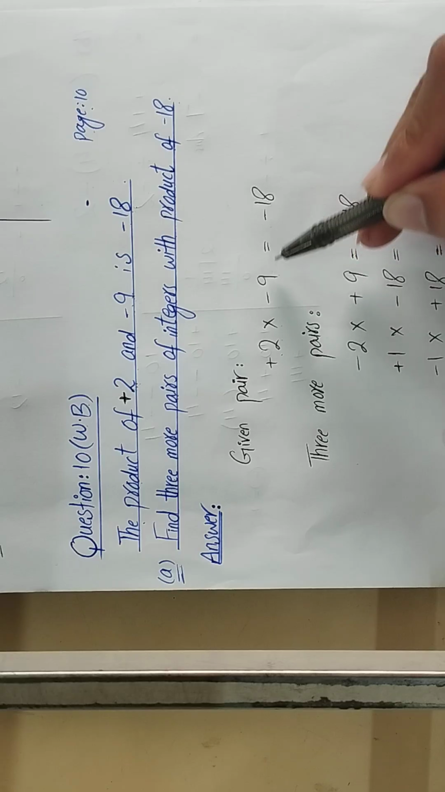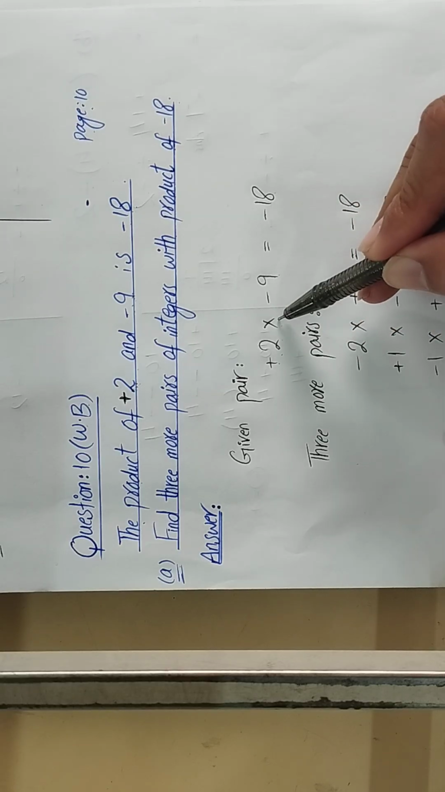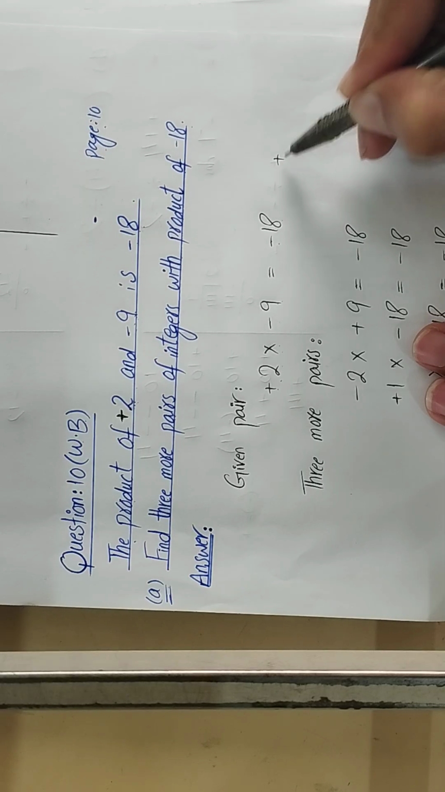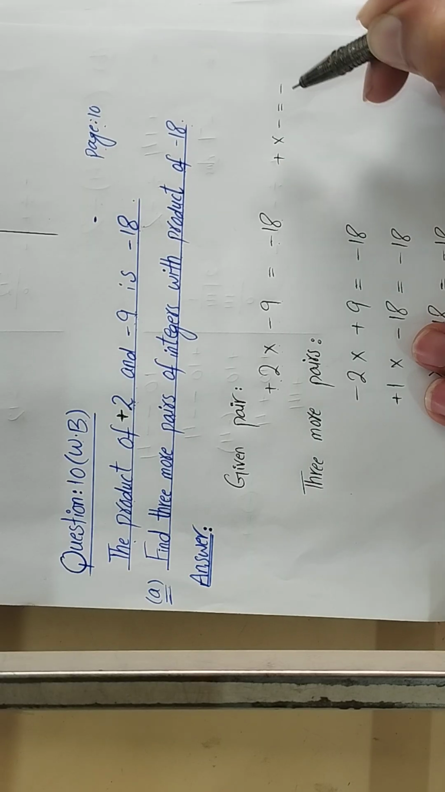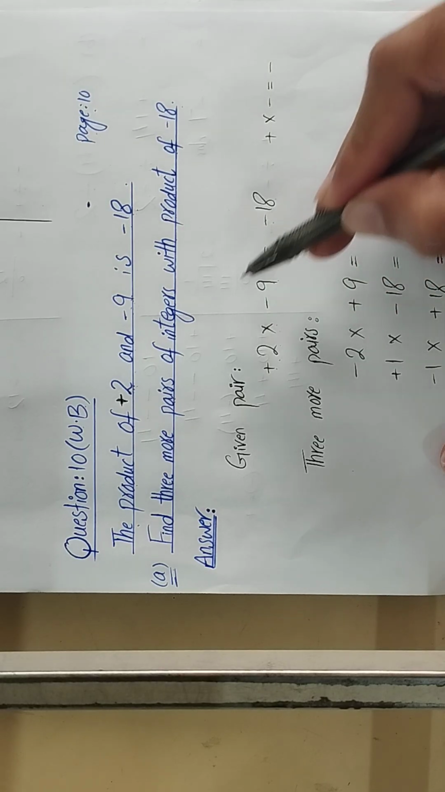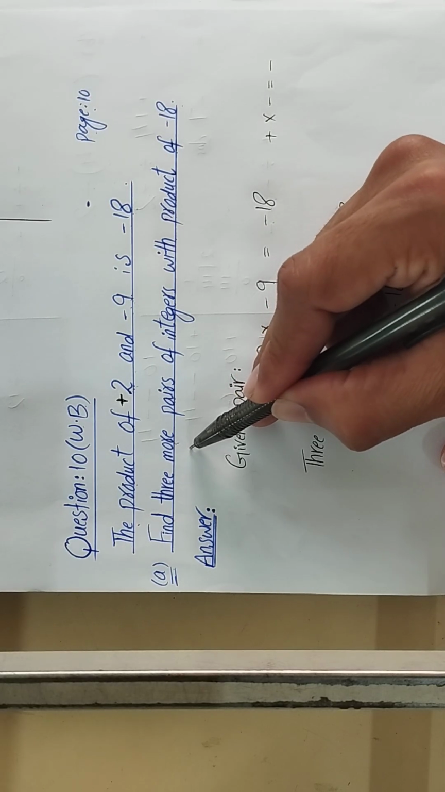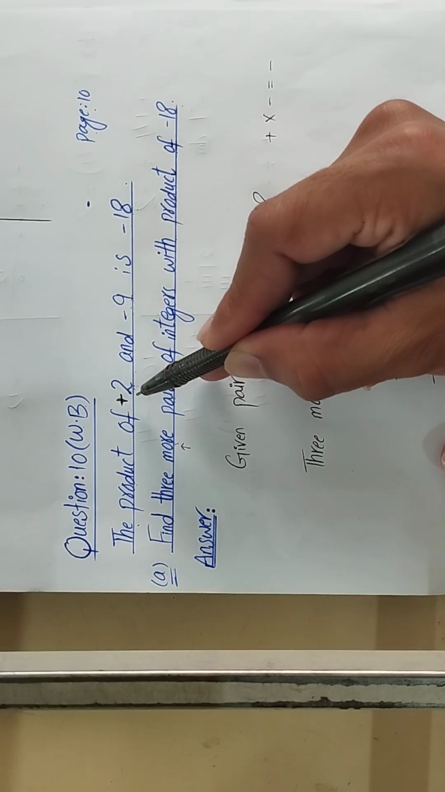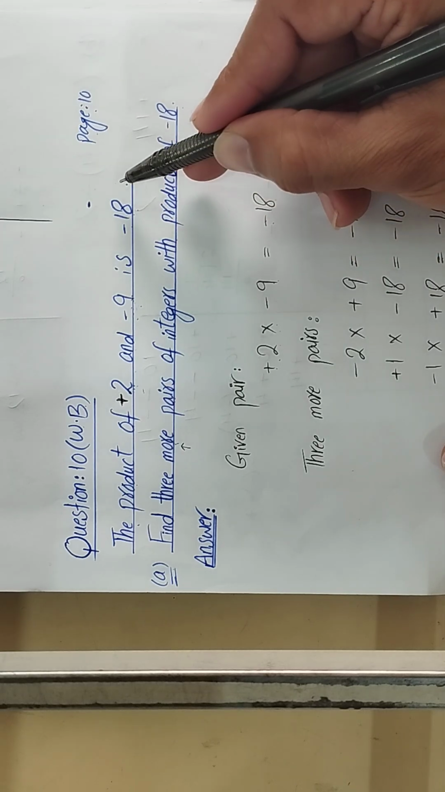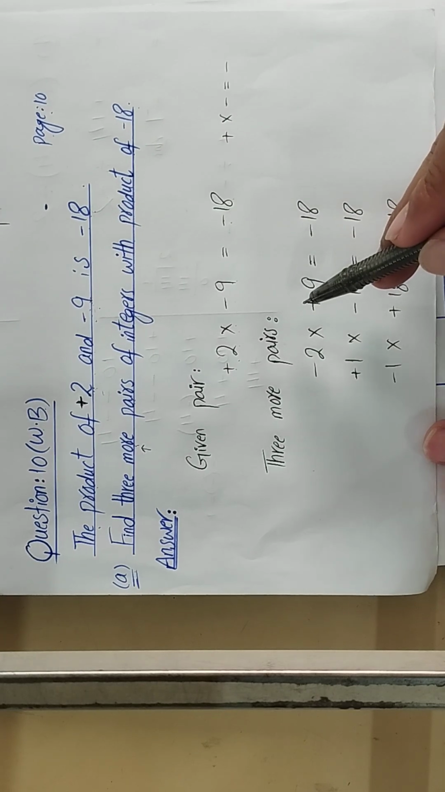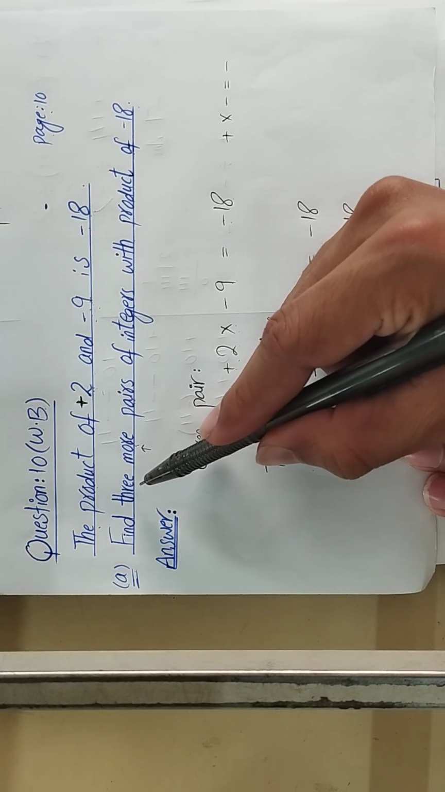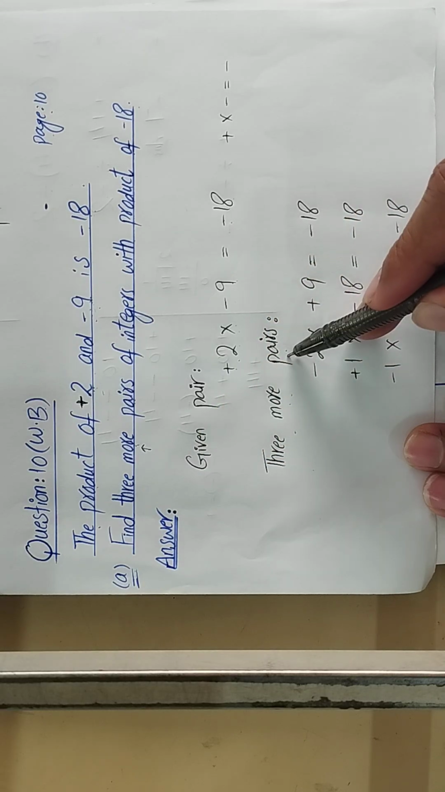2 9s are 18, and plus multiply minus is minus. Okay? So this one is the given pair. We need 2 more pairs, such that when we multiply them, we get minus 18. Actually, we need 3 more pairs.